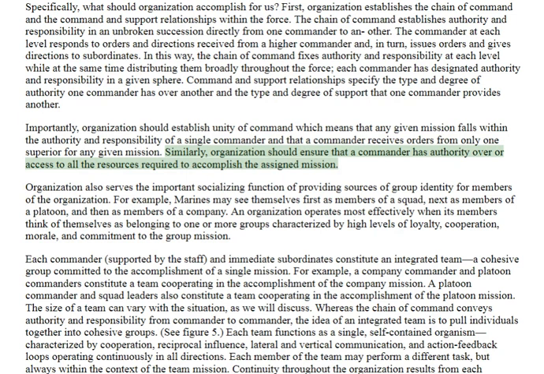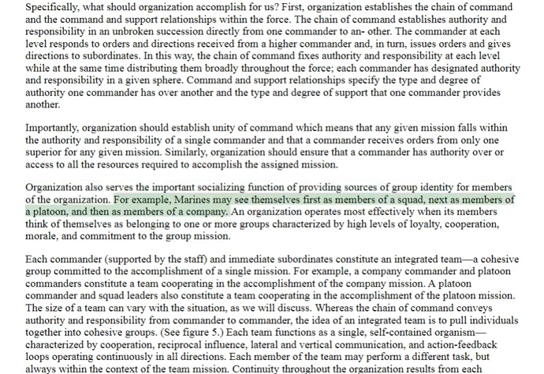Similarly, organization should ensure that a commander has authority over or access to all the resources required to accomplish the assigned mission. Organization also serves the important socializing function of providing sources of group identity for members of the organization.